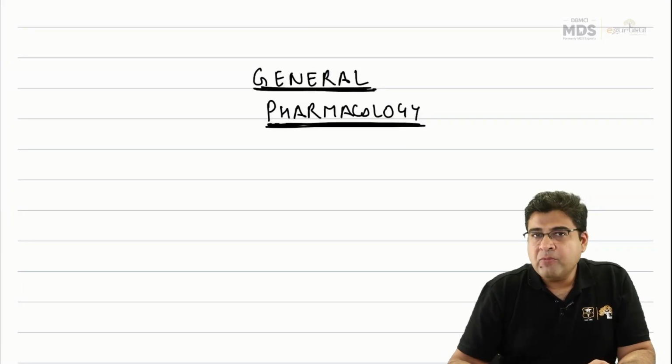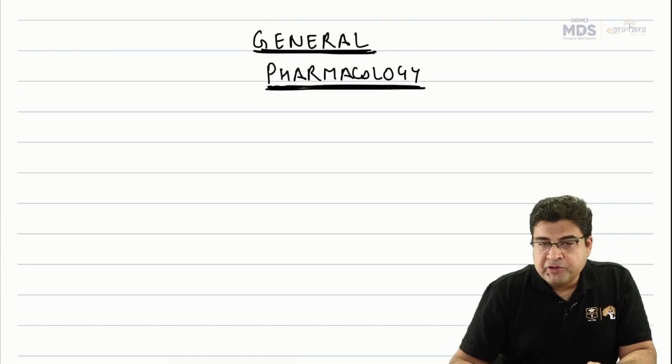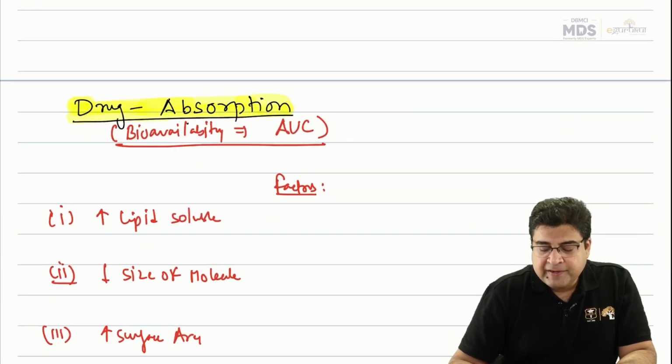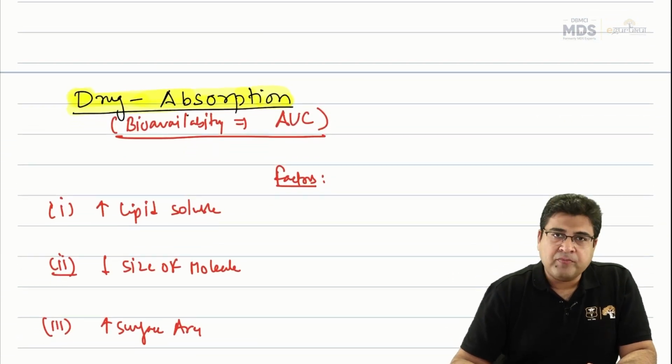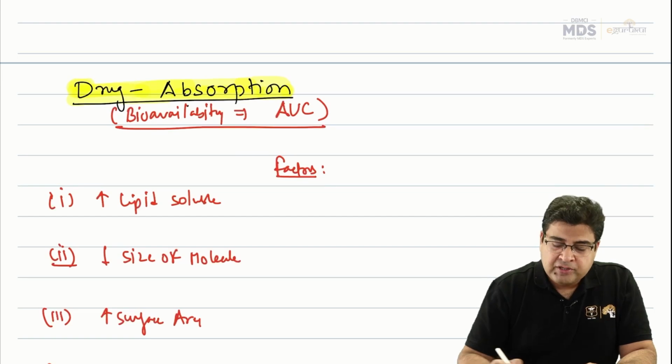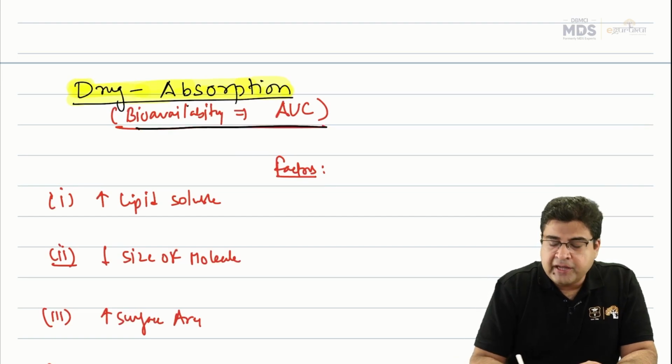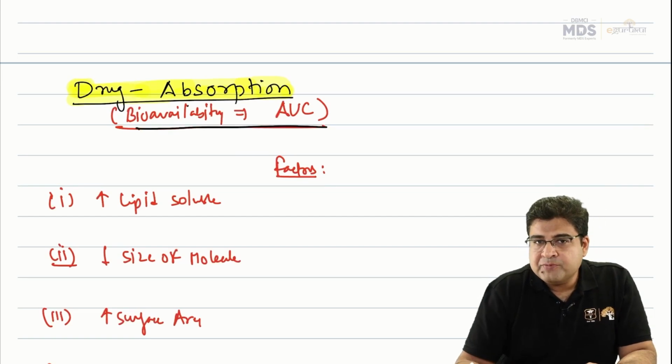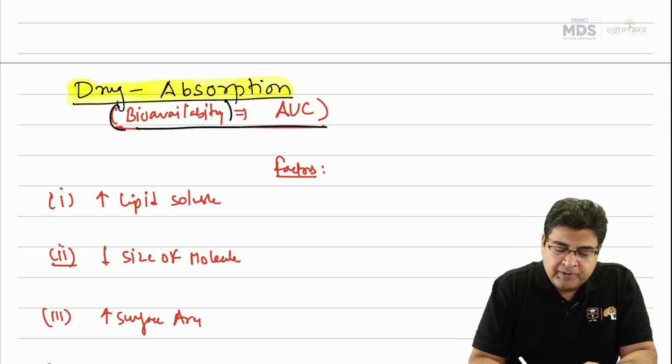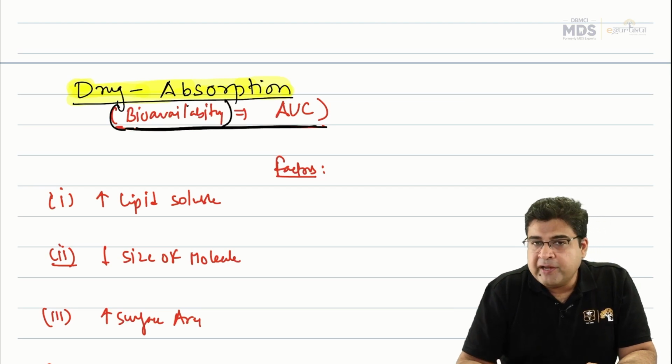In this video, we'll talk about general pharmacology. We know that in general pharmacology, we have various aspects. The first aspect is drug absorption. Drug absorption is best calculated by the area under the curve. Drug absorption is also known as bioavailability, and this is best calculated by a graphical parameter we call area under the curve.